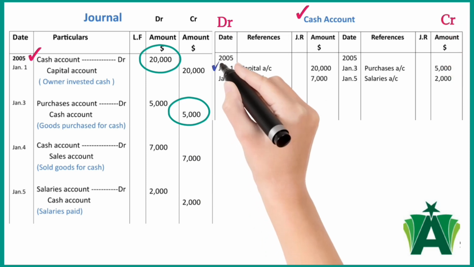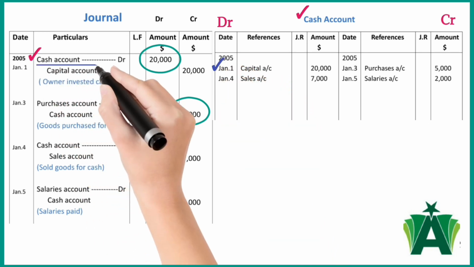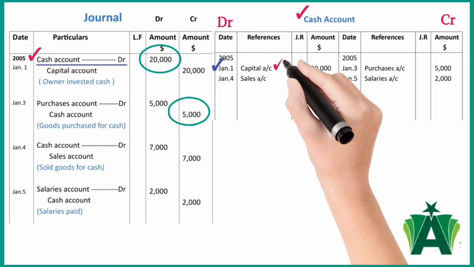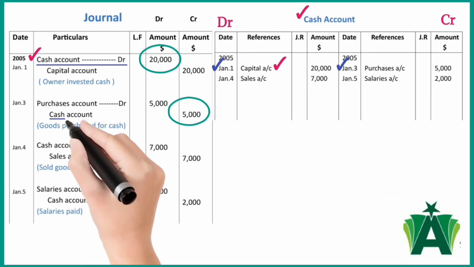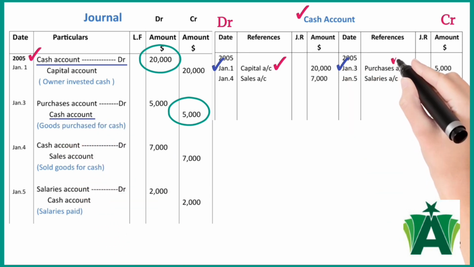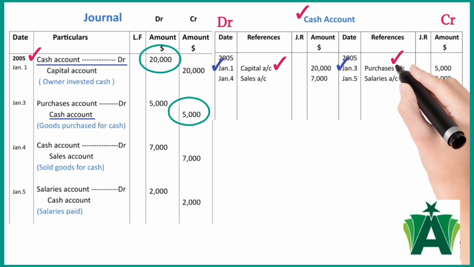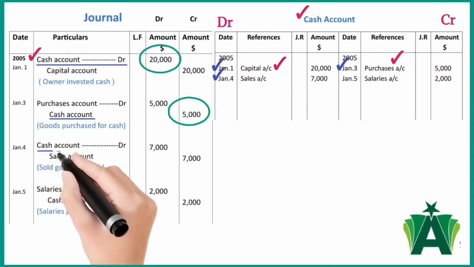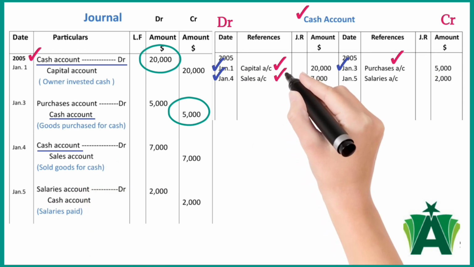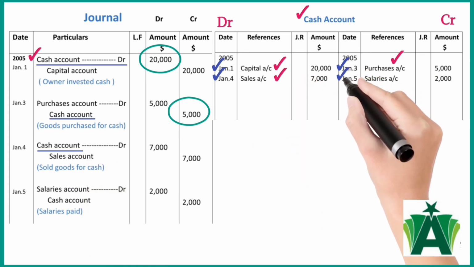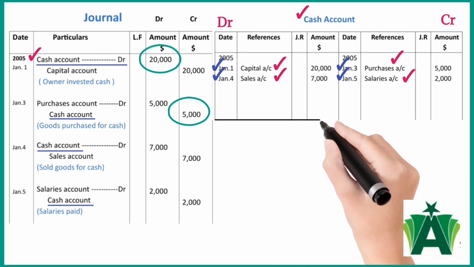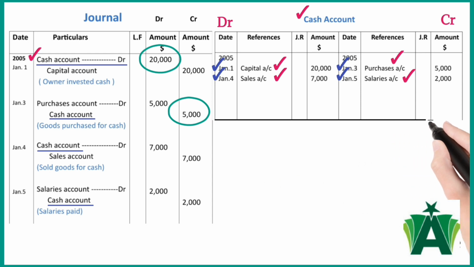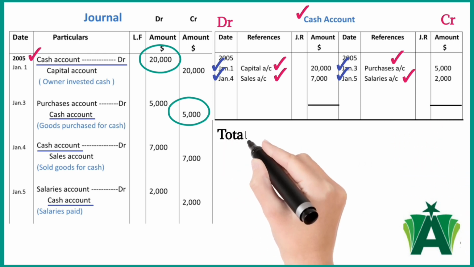On January 1, 2005, the cash account was debited and recorded on the debit side of the cash account, and write the capital account as a reference. On January 3, the cash account is credited, recorded on the credit side of the cash account, and write a purchases account as a reference. On January 4, the cash account was debited, and recorded on the debit side of the cash account. On January 5, the cash account is credited, recorded on the credit side of the cash account, and write salaries account as a reference. After completing the posting process, add up the amount column of both the sides of the cash account and write the total in a separate slip of paper.